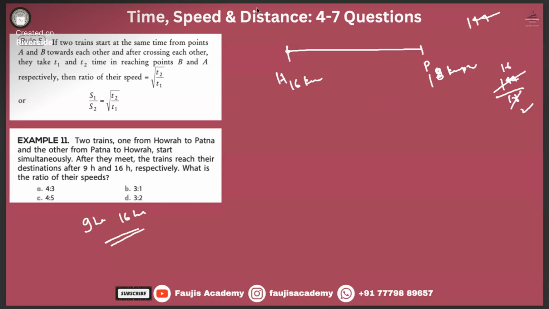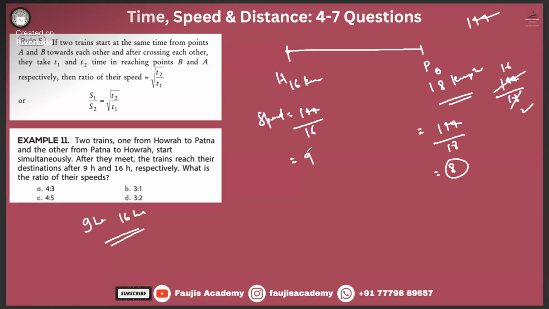What are we assuming as the speed? Sometimes this calculation is bound to get cumbersome for sure. So over here the speed will be 144 by 16, which will be 9, and over here your speed will be 144 by 18. How much is that? 8, right? And now the meeting point will be at what? 144 by 16 plus 18. That means 144 divided by 32, right?